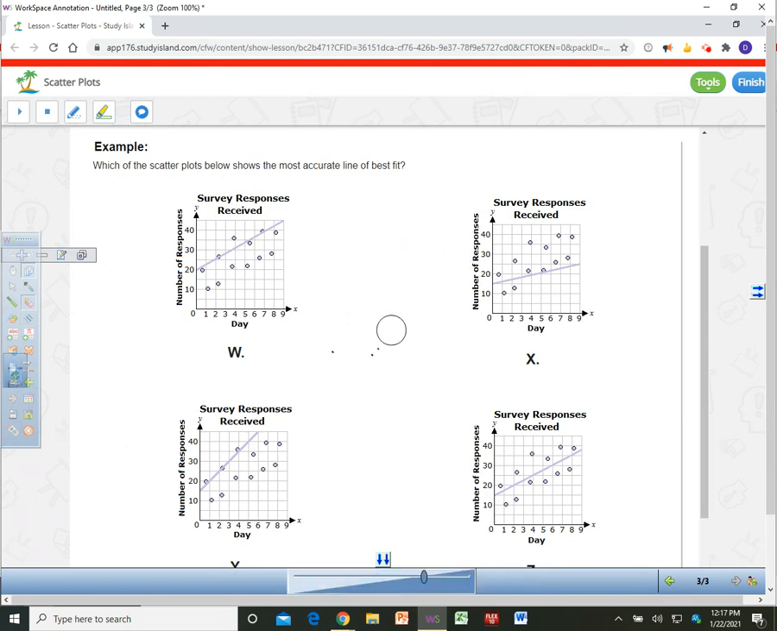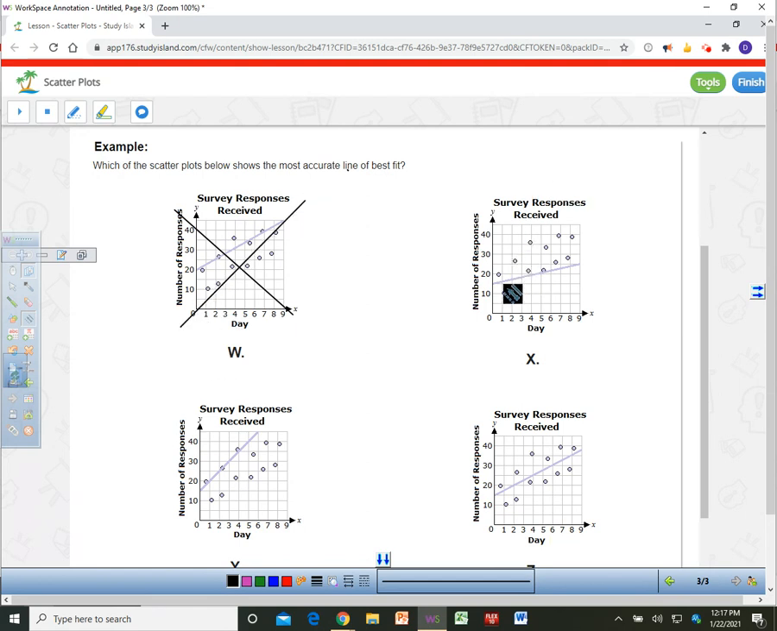So if we're looking at these other problems right here, W, X, Y, and Z, they want to know which one has the best line of best fit. If I look at W, I would say W does not have a good line of best fit because most of the data is below it. We want the data to be equal on both sides if it's not going to go through the middle. Like right here, only one dot's above it, but there's a ton of dots below it. So that would not be a good example of a line of best fit.